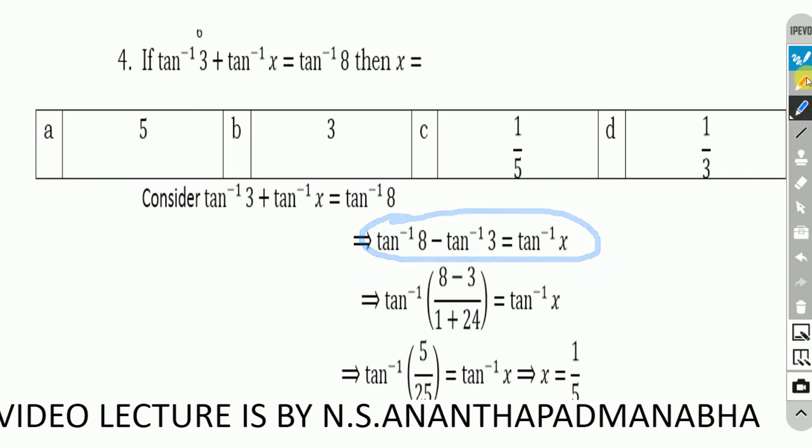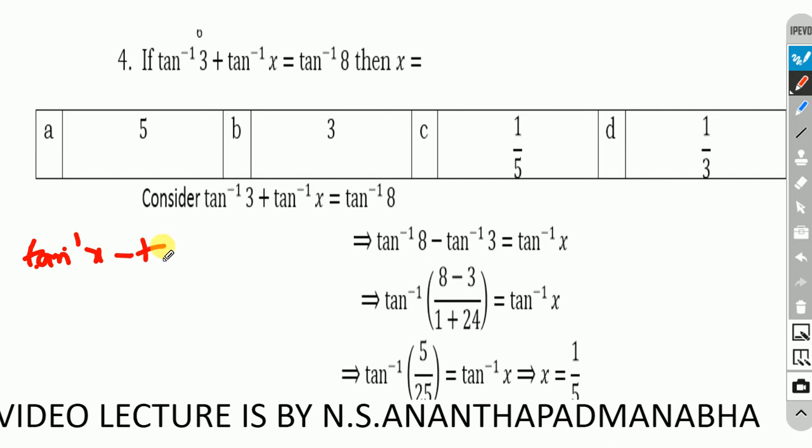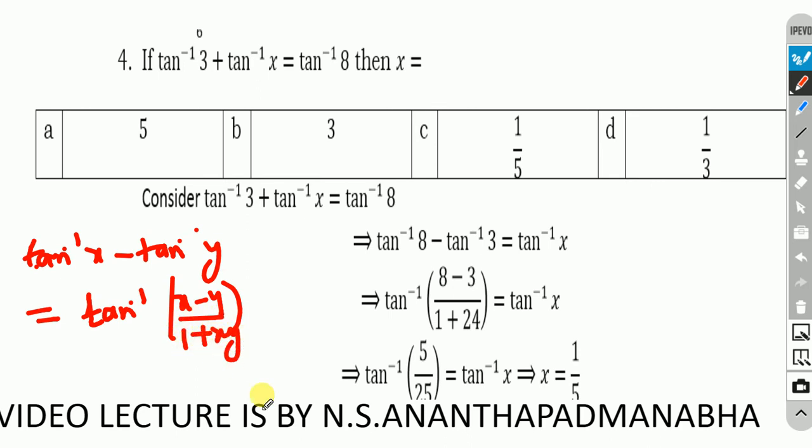So we have the formula: tan inverse of x minus tan inverse of y is equal to tan inverse of (x minus y) by (1 plus xy). So we will use this formula here. Therefore this becomes tan inverse of (8 minus 3) by (1 plus 8 into 3), that is 24, which is equal to tan inverse x.